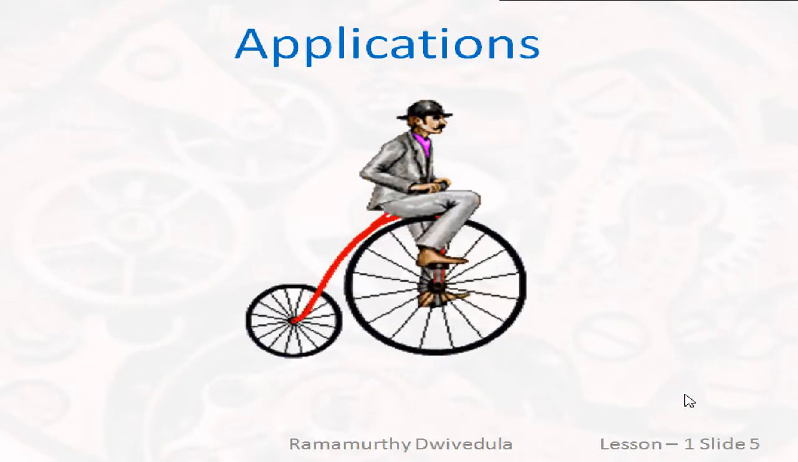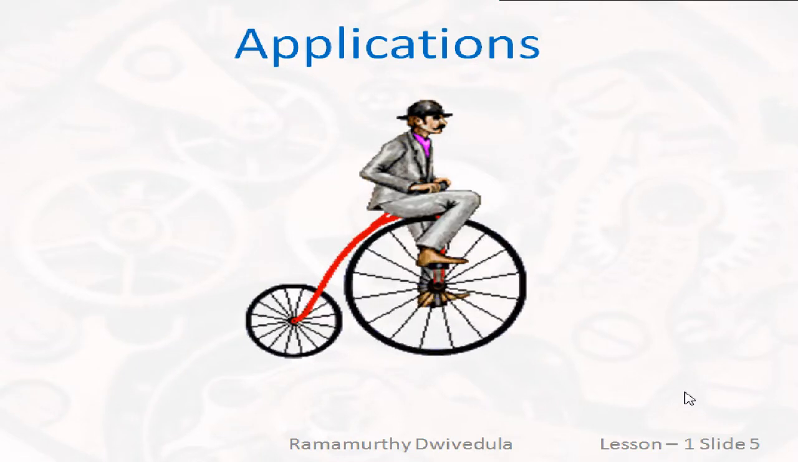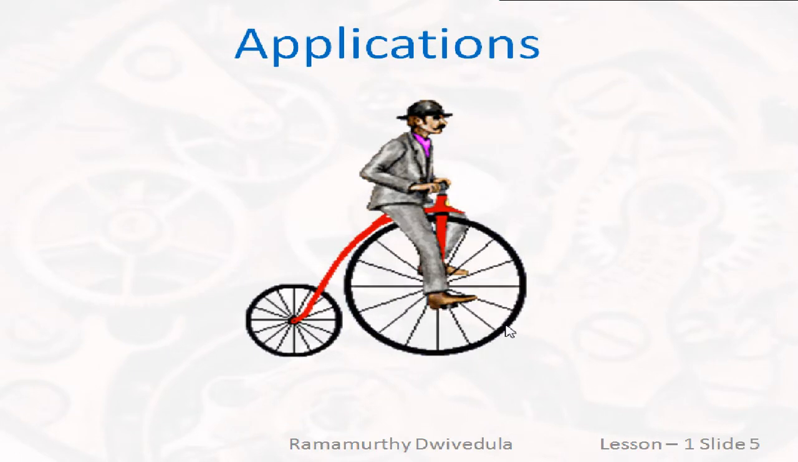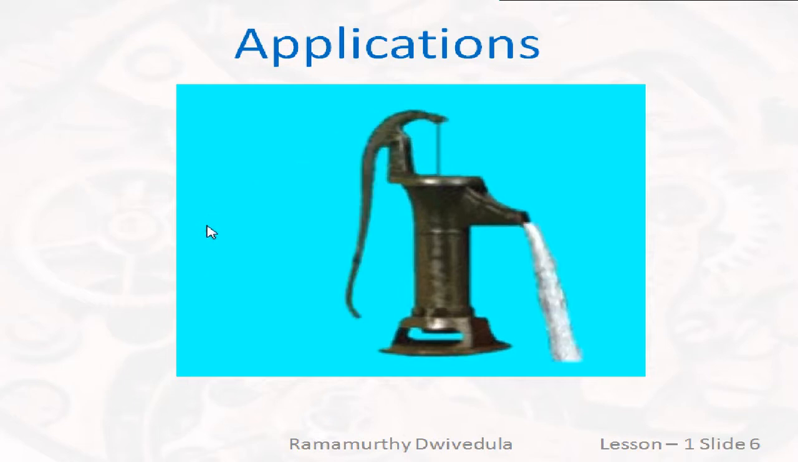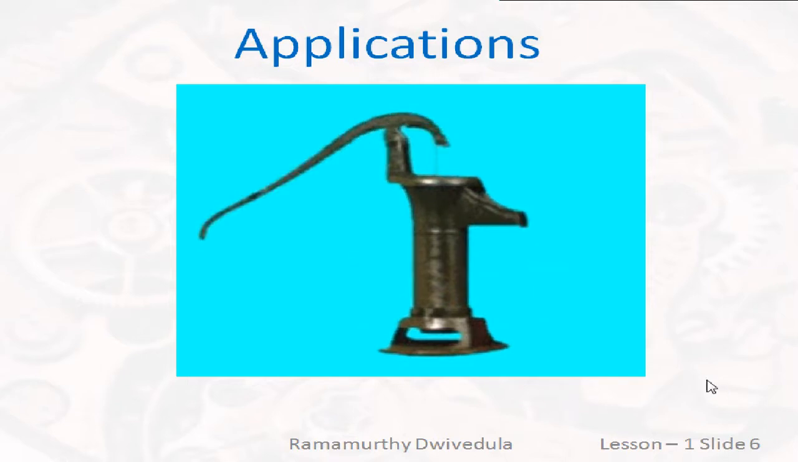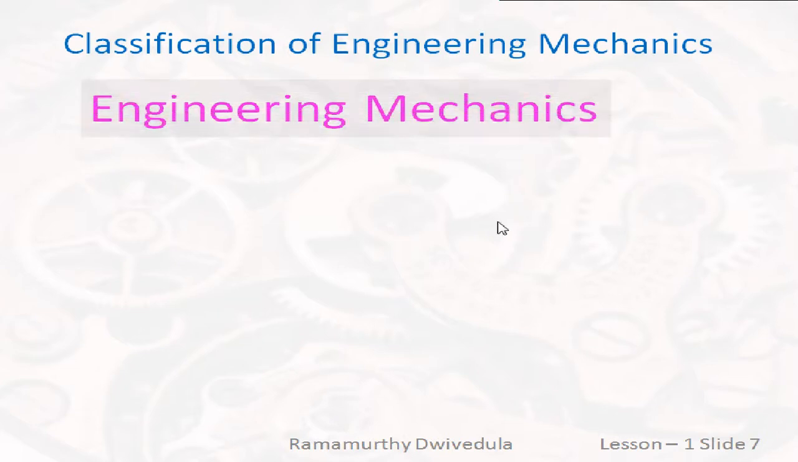The second one, which is a forerunner of the present day bicycle, as you see here, again involves force of pedaling and movement of the bicycle wheels and thus the bicycle itself. And the third application is that of a hand pump. You have force applied at the end of this long handle, which results in water being drawn from a bore well. Having seen these applications, we'll try to see the classification scheme of engineering mechanics.